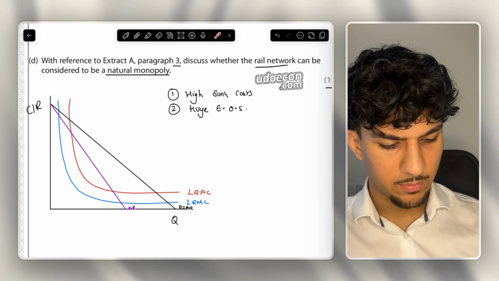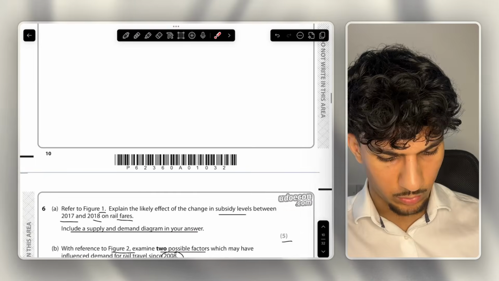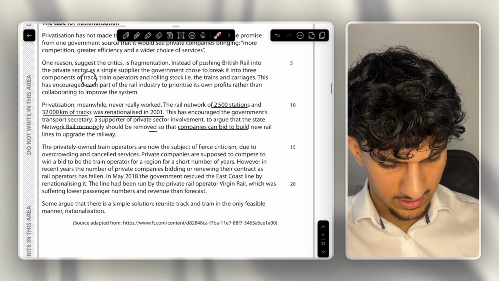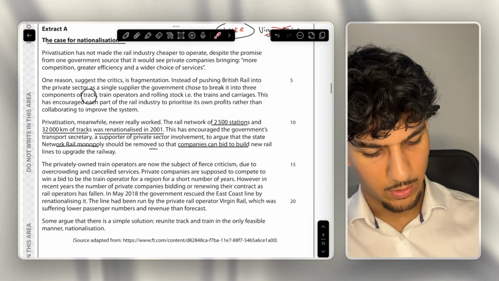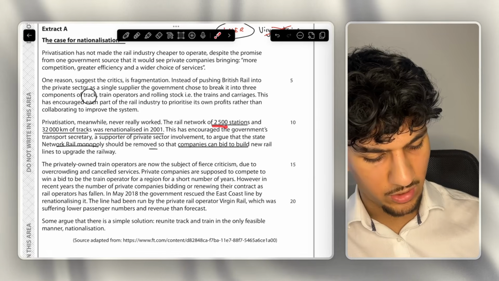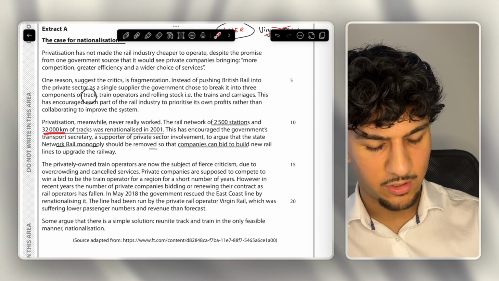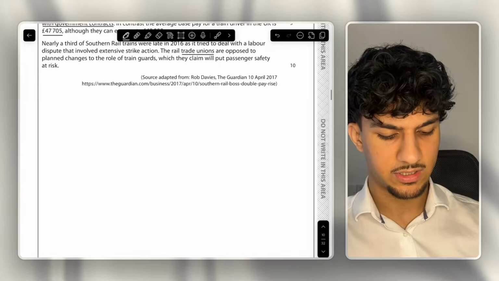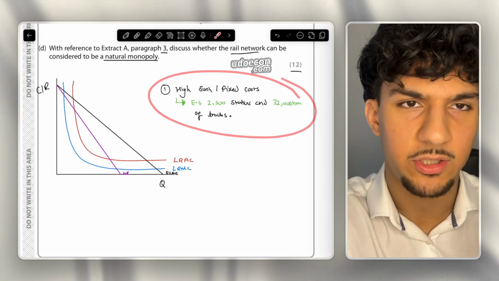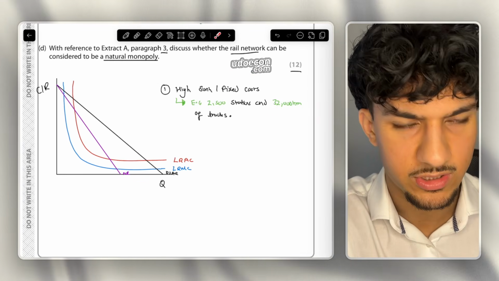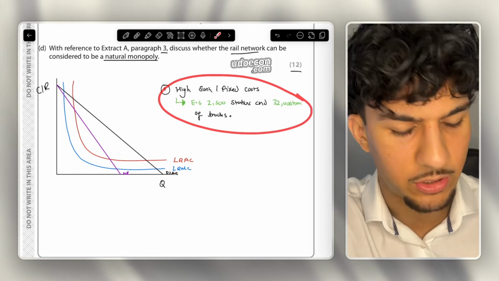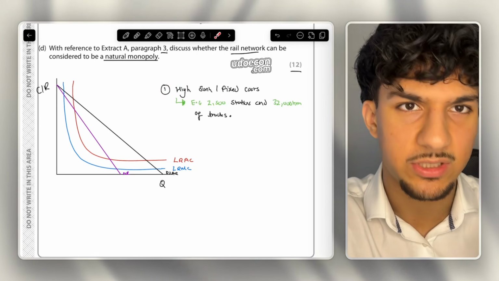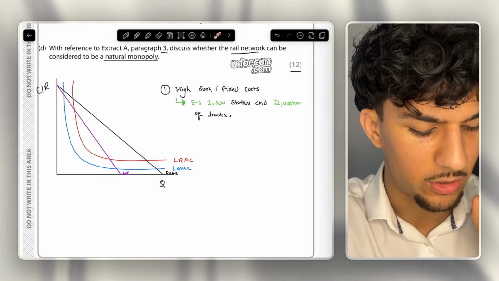But now let's actually think about the first characteristic, which is huge sunk costs. So in the extract it mentions, where we just read, the rail network of 2,500 stations and 32,000 kilometres of tracks, which of course represents high fixed costs. Now, how does the diagram represent these huge fixed/sunk costs? The thing you need to understand is these huge fixed costs are paid only once.